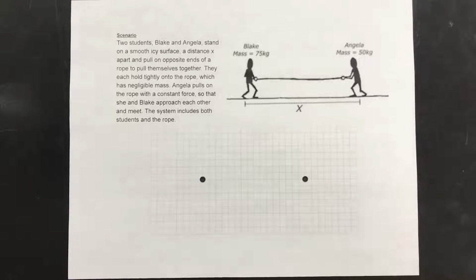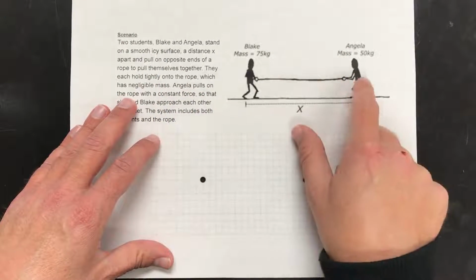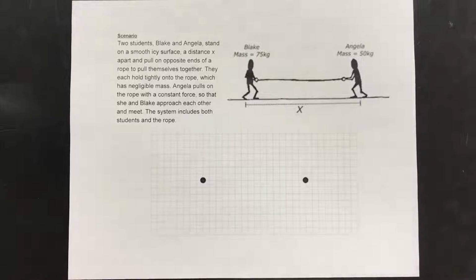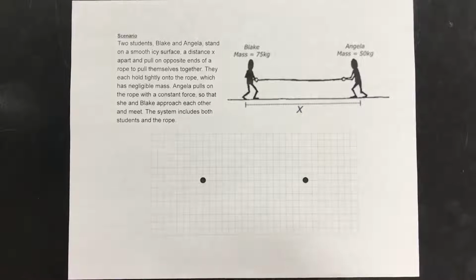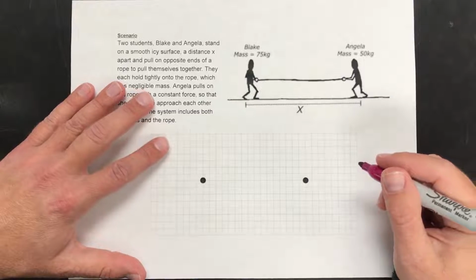So this is 5A, center of mass. Any system that has multiple objects, like this one with Blake and Angela, has a center of mass. And all that means is the average position of the mass. So I'm actually going to start out here, before we get to the problems that they actually ask us to do, to give you an example of how to find the center of mass.